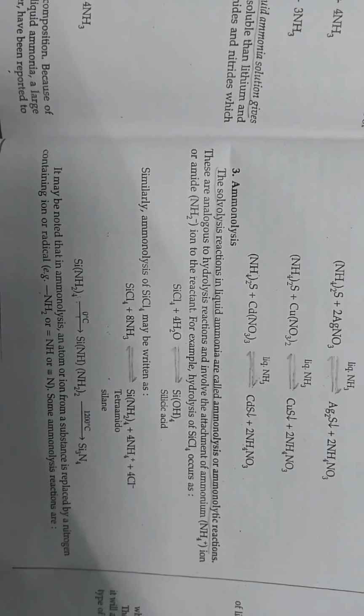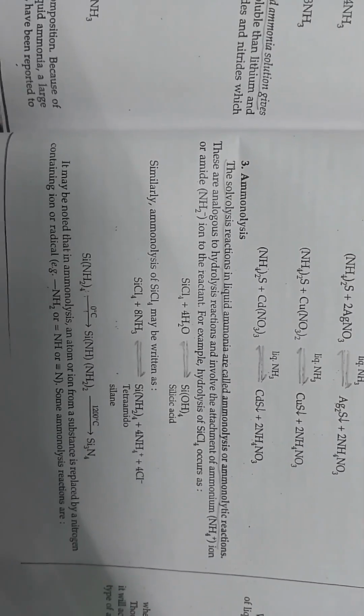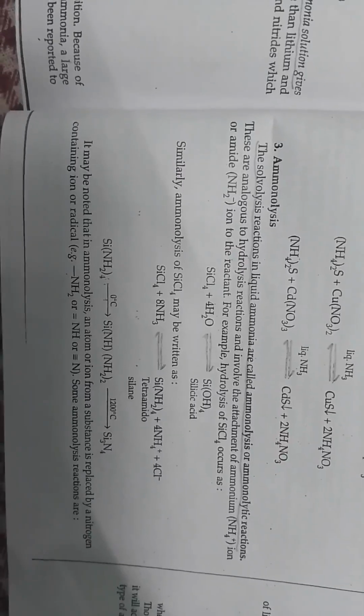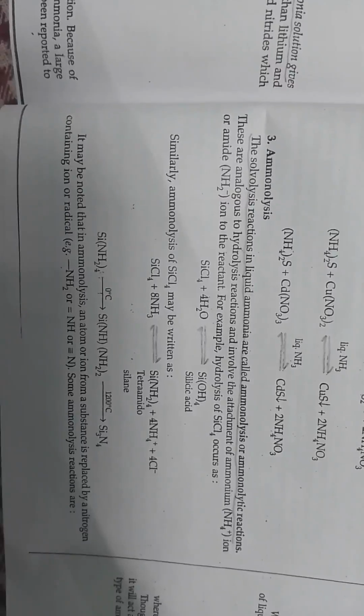Ammonolysis. The solvolysis reactions in liquid ammonia are called ammonolysis or ammonolytic reactions. These are analogous to hydrolysis reactions and involve the attachment of ammonium ion or amide ion to the reactant. For example, hydrolysis of SiCl4 occurs as SiCl4 + 4H2O gives Si(OH)4, silicic acid. Similarly, ammonolysis of SiCl4 may be written as SiCl4 + 8NH3 gives Si(NH2)4, tetraamidosilane, + 4NH4+ + 4Cl-.